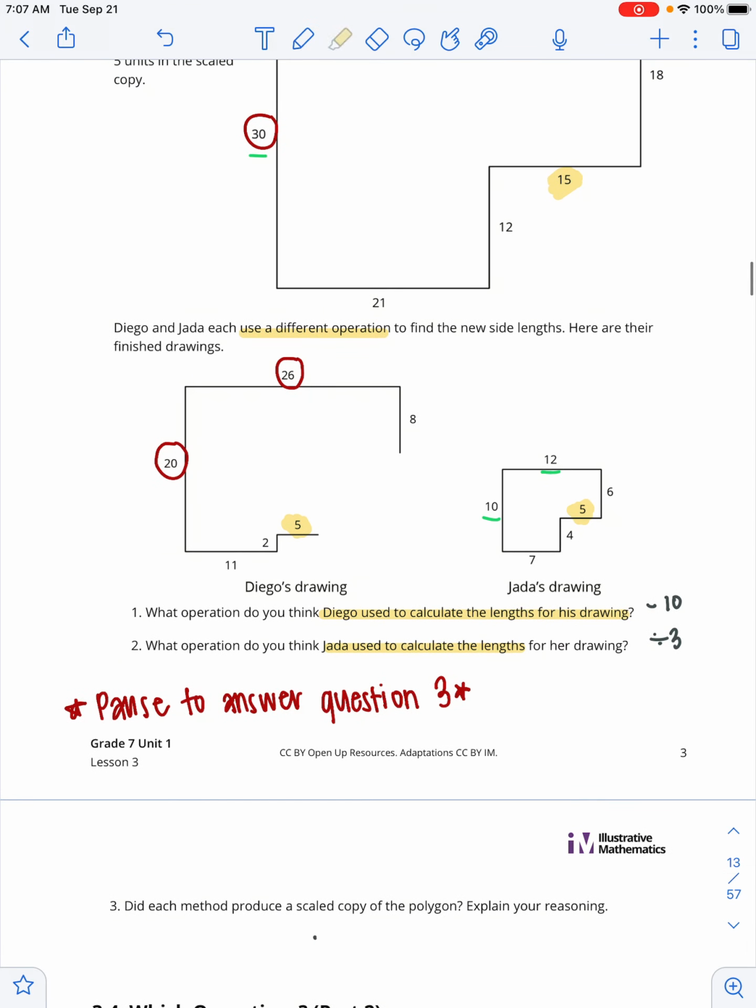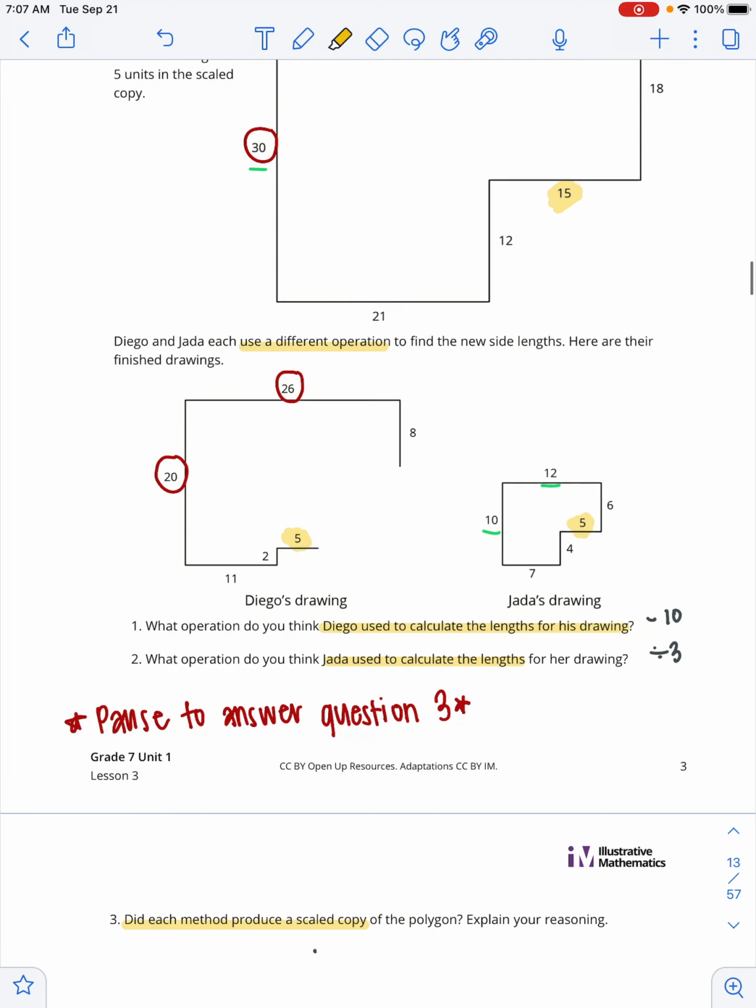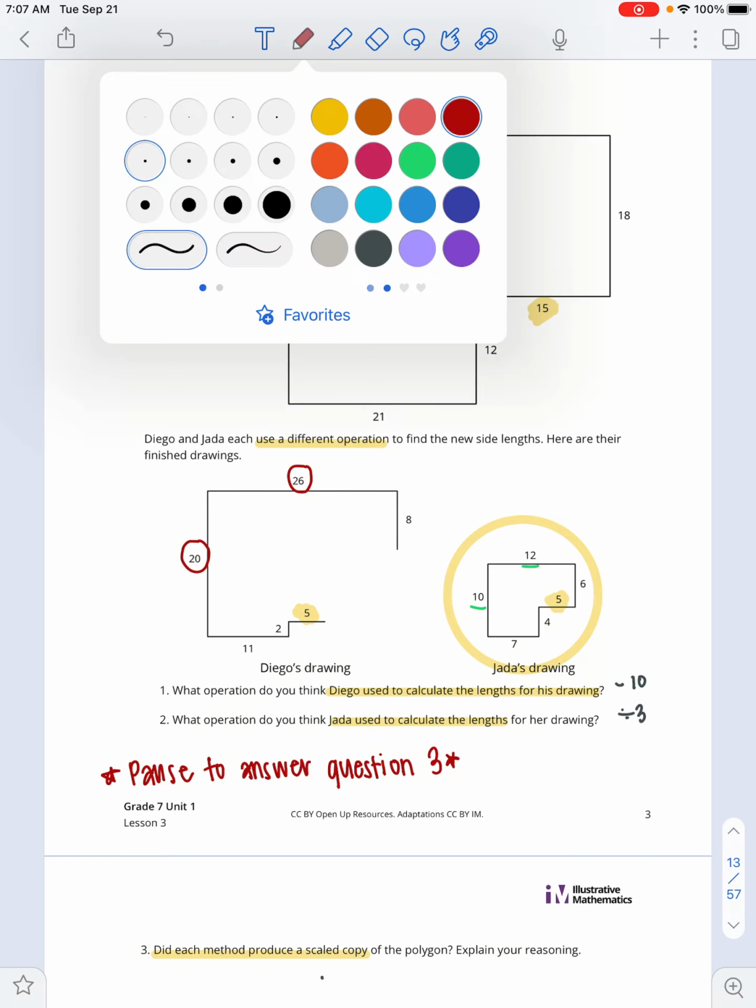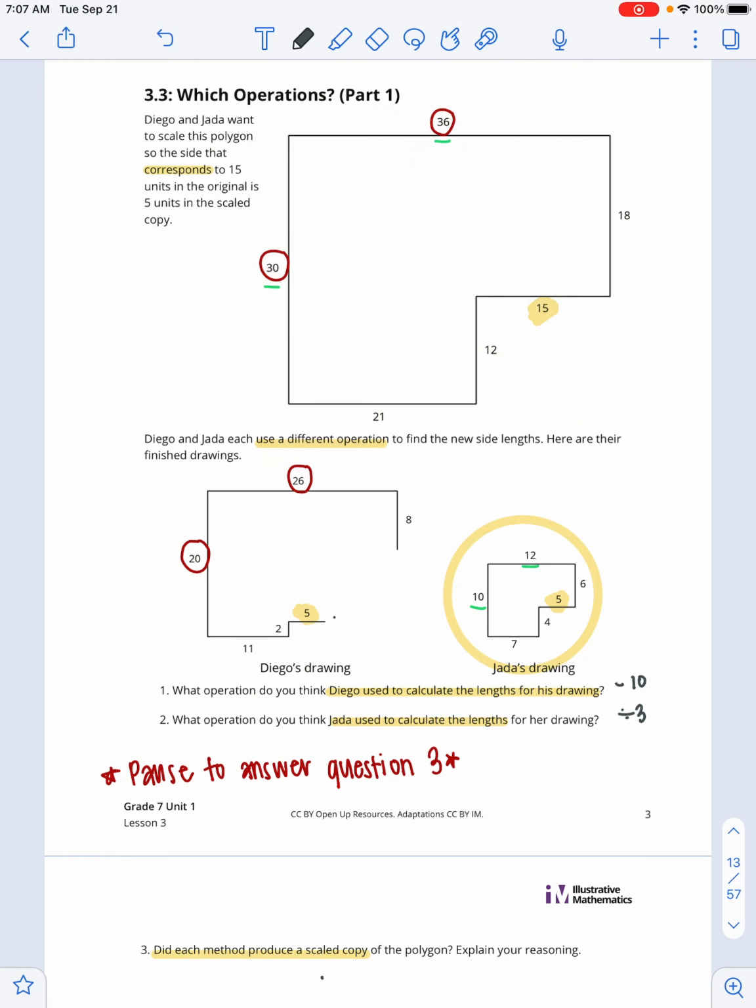So hopefully you've given question 3 a try on your own. The question again is, did each method produce a scaled copy? Notice how Jada's drawing still looks the same as the original copy. We can see that all the sides are closed and that the shape has maintained a very similar structure. In contrast, Diego's drawing didn't even close. There's this large gap here between the 2 line segments. Jada's copy is a scaled drawing, but Diego's is not.